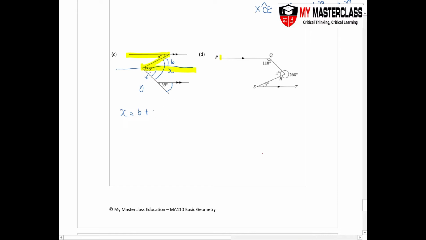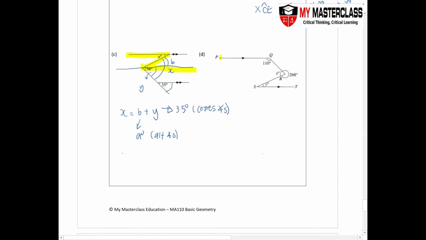Okay, let's name it as y. So x equals b plus y, right? Whereas b is equal to a degrees, because it is alternate angles. And then y is 35 degrees. Why? Because it is corresponding angles.